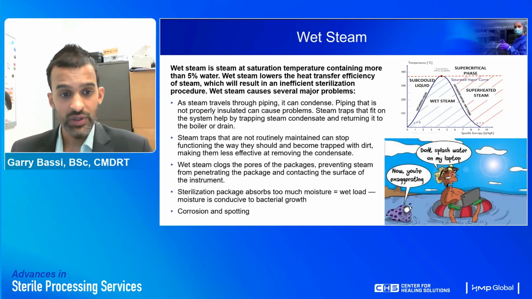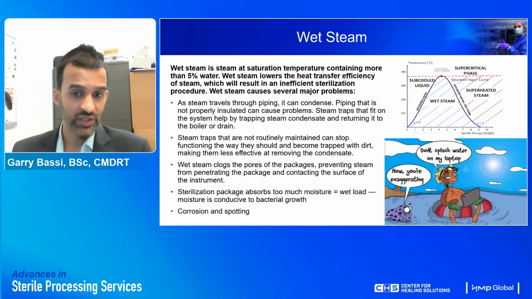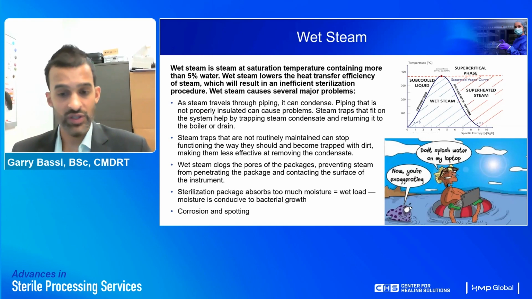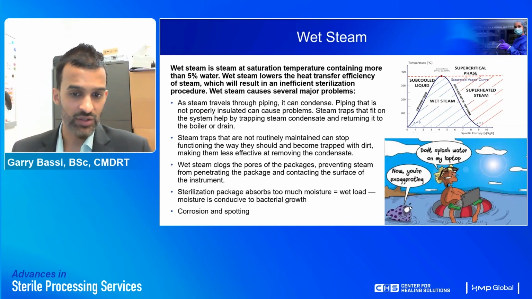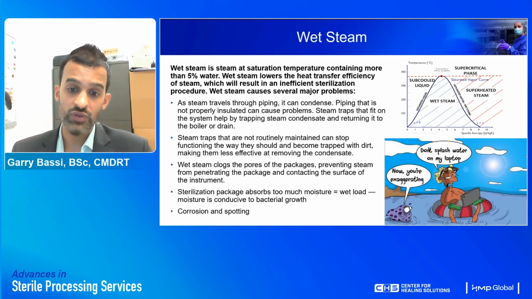And wet steam itself inside an autoclave will clog the pores of the packages, such as the sterilization wrap that we use, preventing steam from penetrating the package and actually contacting the surface of the device that we're trying to sterilize. The sterilization package itself can also absorb the moisture, which will then equal a wet load. And we know that a wet load is something we don't want because moisture itself is conducive to bacterial growth.